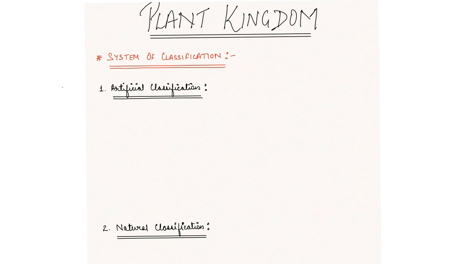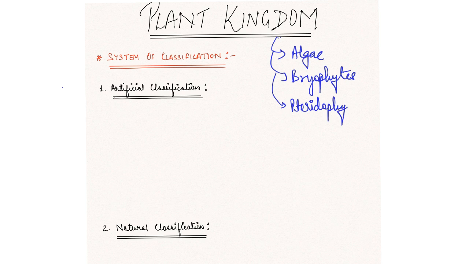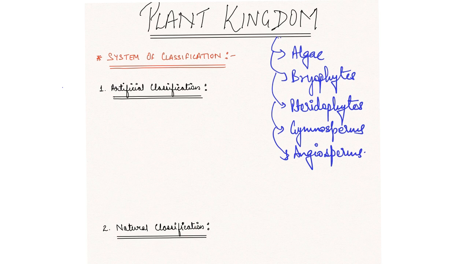So the plant kingdom is basically divided into 5 different groups, which are algae, bryophytes, pteridophytes, gymnosperms and angiosperms. Okay, so in the first part of this chapter, this very video, we are going to cover the group algae. Okay, now what exactly is algae?